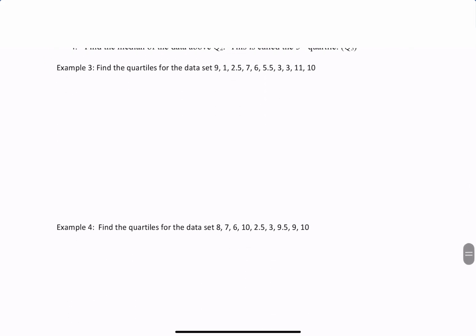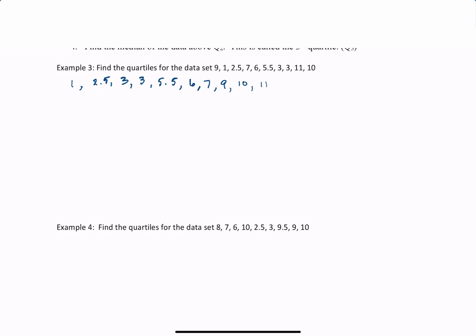The first thing I need to do is put the numbers in order. So let's see, we have 1, and then 2.5, and then 3. There's 2 3s, don't forget to write them both down. What's next? We have a 5.5, a 6, a 7, 9, 10, and 11.